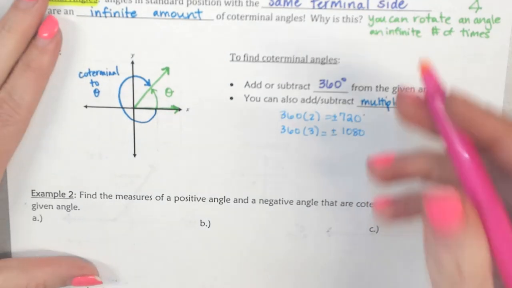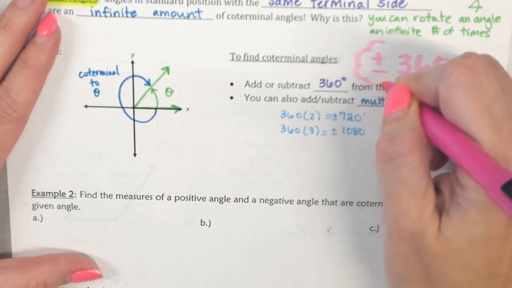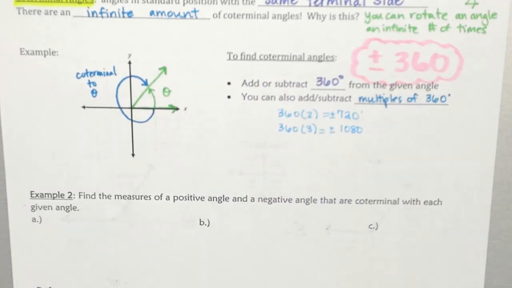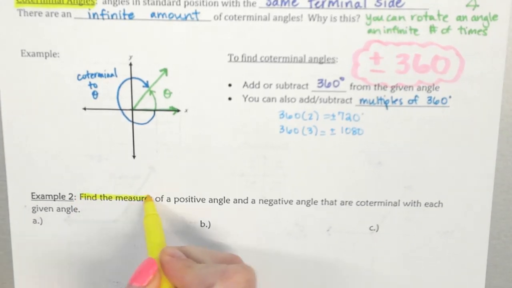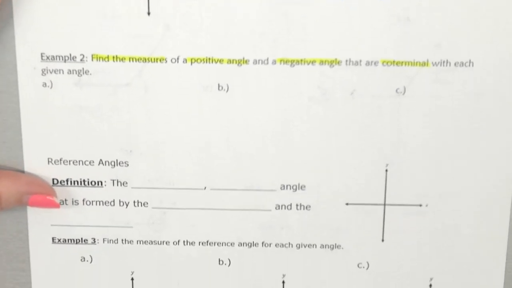That would be fine, and you would do that only if you notice some bigger numbers. So to find coterminal angles, what you have to remember is that you add or subtract 360. Okay, for example 2, we're going to find the measures of both a positive angle and a negative angle that are coterminal with a given angle. So that means that you have to find a positive and a negative. We're finding 2 coterminal angles.